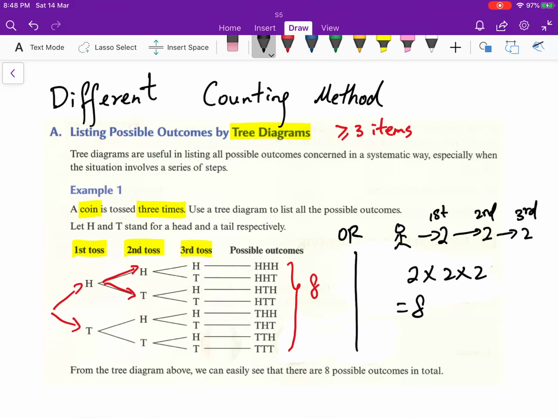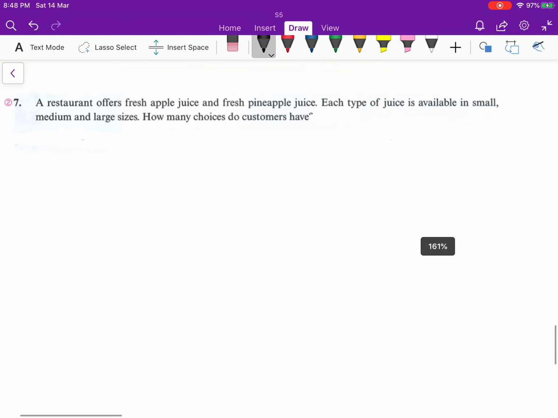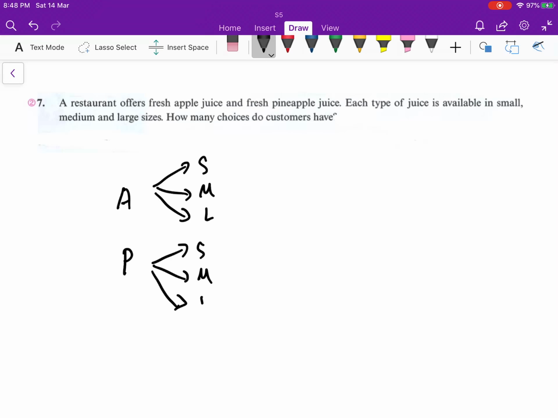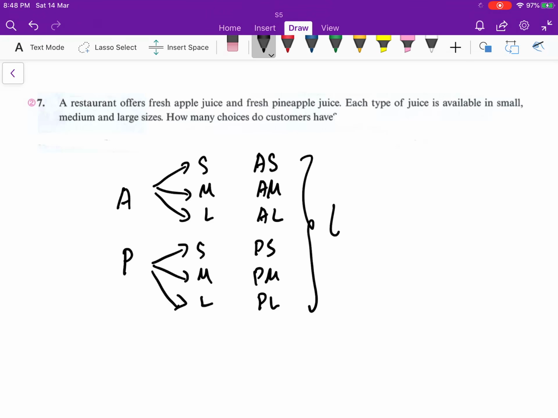Okay, so now take a look at your homework from yesterday, question 7. A restaurant offers fresh apple juice and fresh pineapple juice. So what we would do is apple juice, pineapple juice, right? And then each type of them has 3 different sizes, okay, small, medium, and large. So you can see that this is the tree diagram. The outcomes will be apple juice small size, apple juice medium size, apple juice large size. You can see that it's very visual, right? In total you have 6 choices.